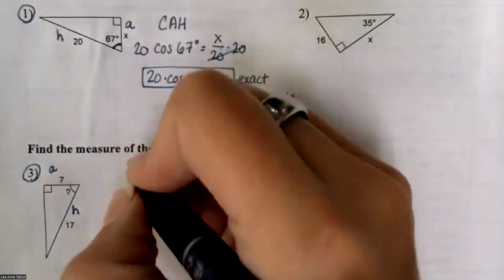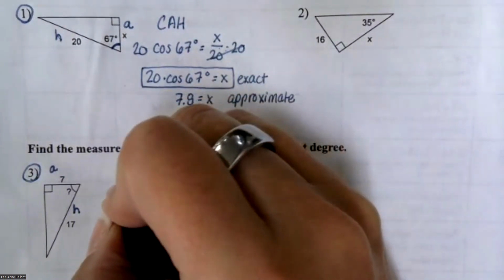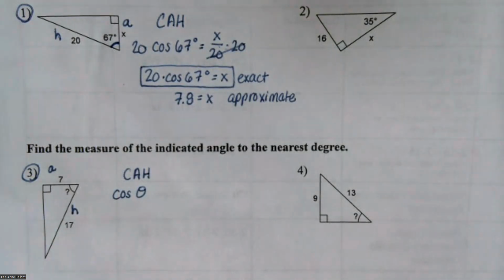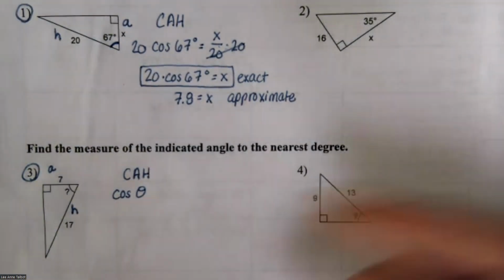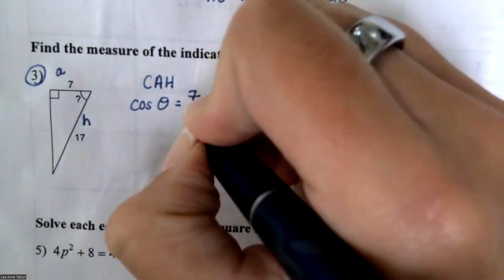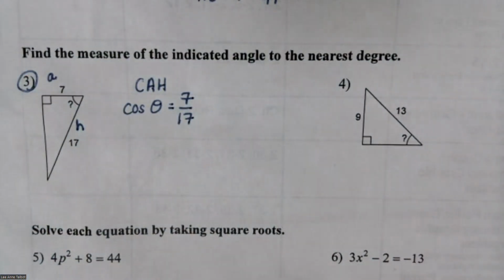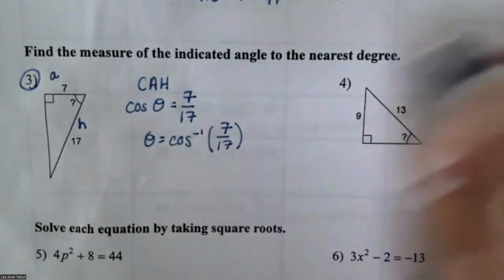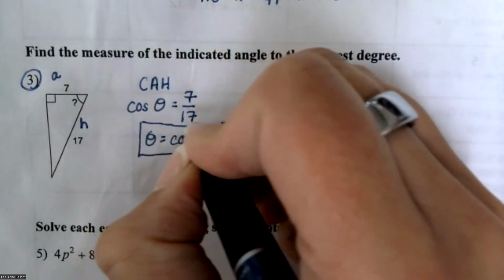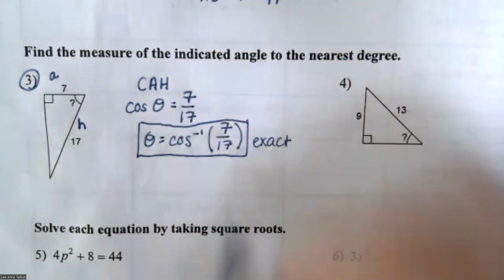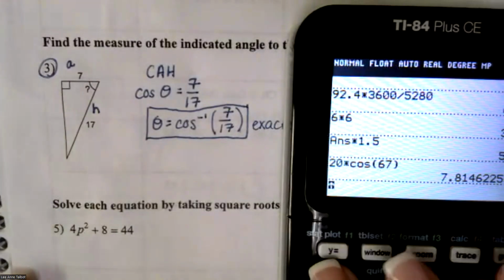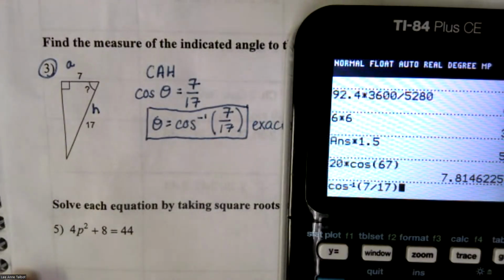Okay. So we have cosine again. Cosine theta. There's a question mark here. You guys can choose the variable. You can use x, if you like. I use theta when it's an angle. Cosine theta equals adjacent over hypotenuse. Theta equals cosine inverse of 7 over 17. That's exact. And then cosine inverse of 7 over 17.